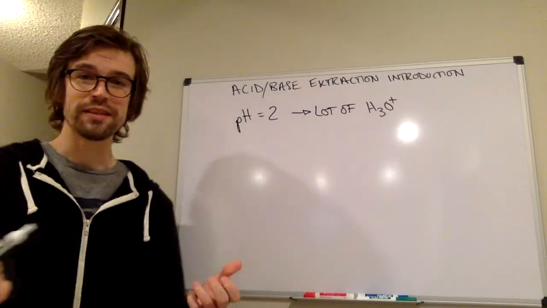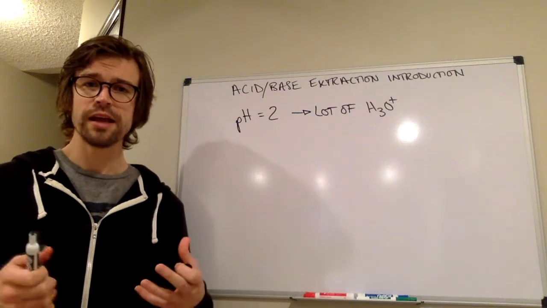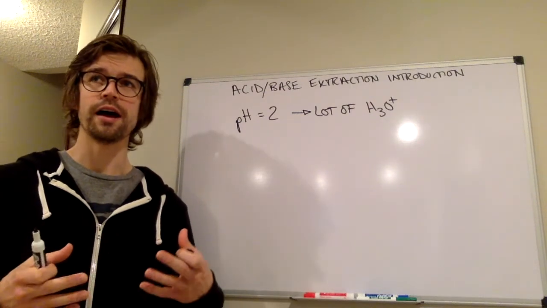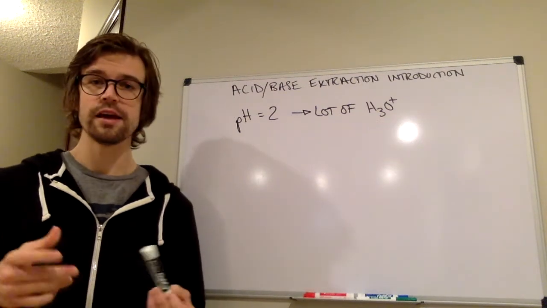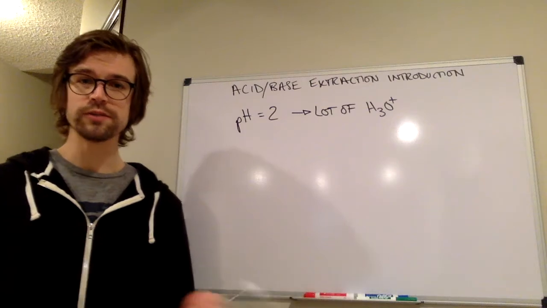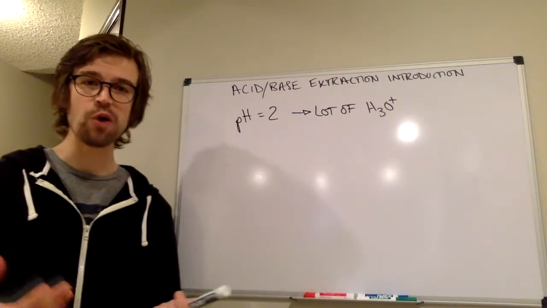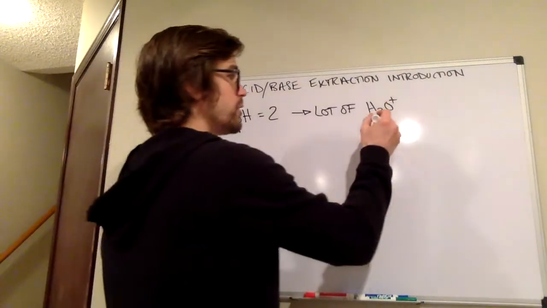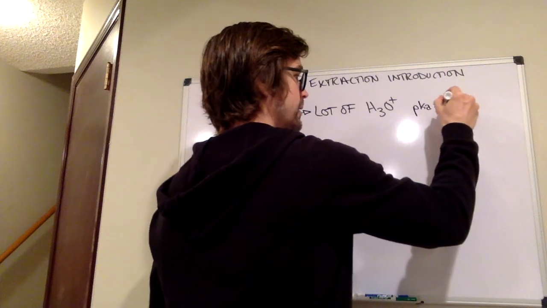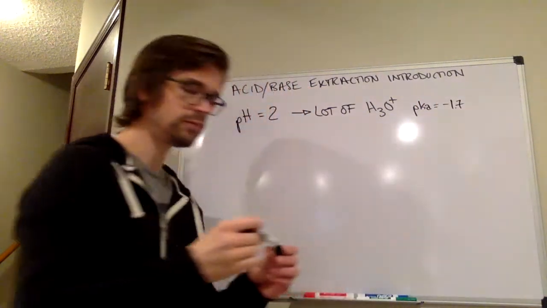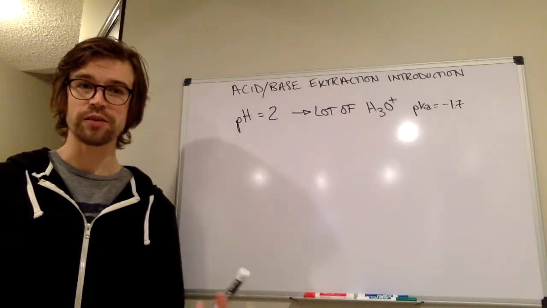What we're going to have to think about a lot for this experiment is how acidic and how basic different things are compared to each other. The quantities that we know about are pKa values. So H3O plus, what is its pKa? Its pKa is negative 1.7. So at pH 2, there's a lot of that around, and that is going to interact with other species in solution.